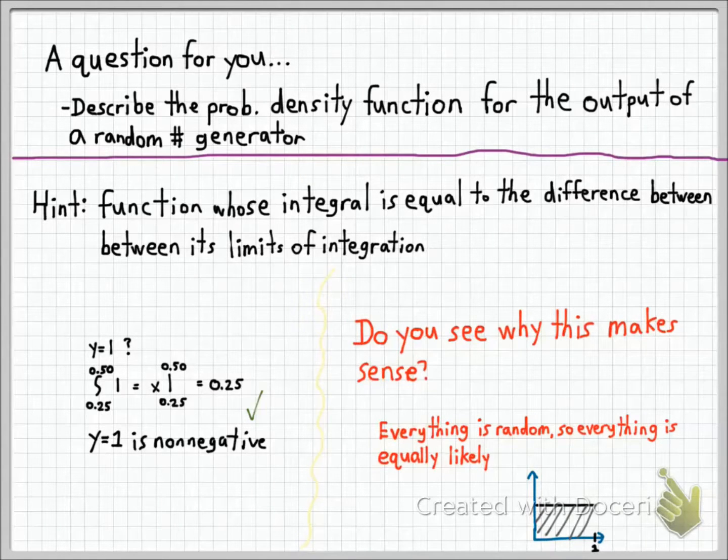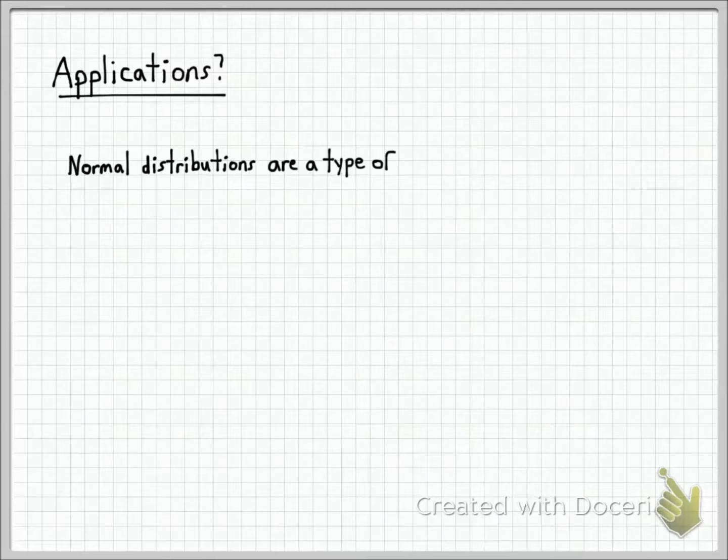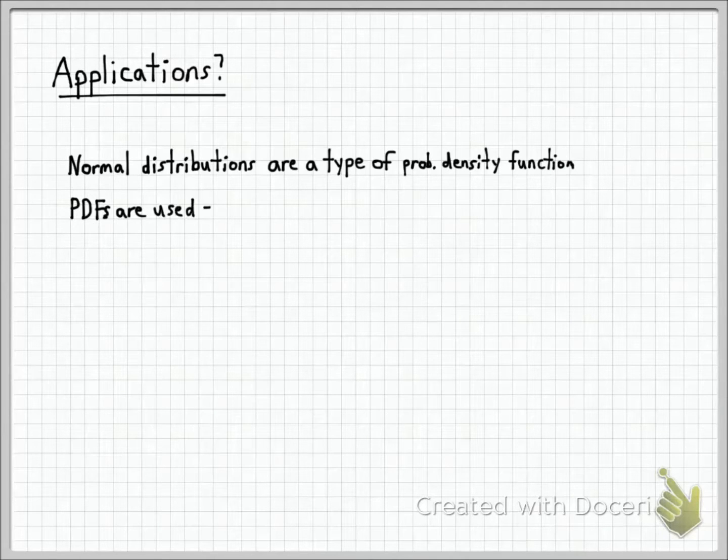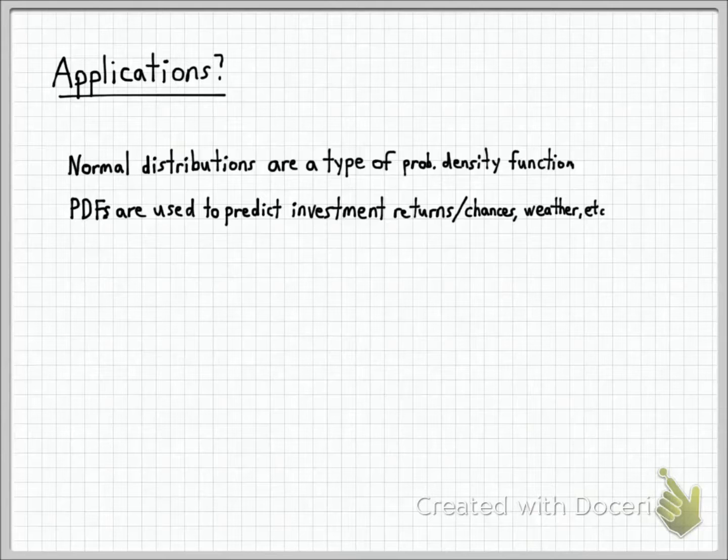I lied. One more thing. Are you wondering what applications probability density functions might have? Normal distributions are an example of PDFs. They are commonly used in all fields, from bioresearch to finance to sports predictions, etc. You can use PDFs to predict the viability of a financial investment, what tomorrow's weather will be like, etc.